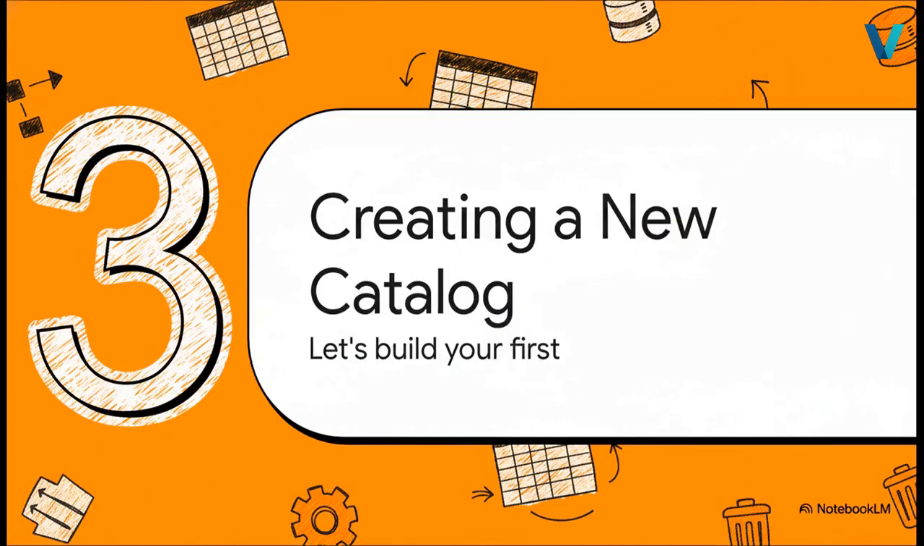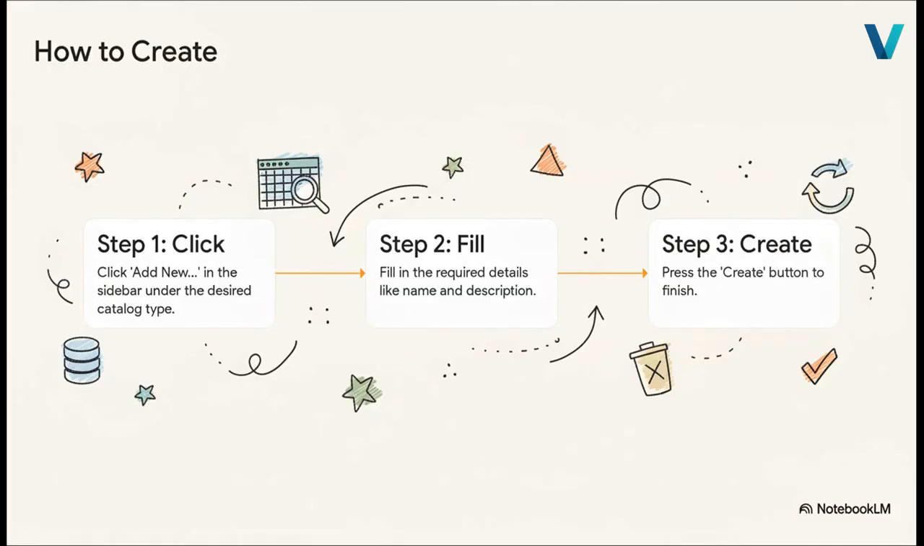All right, so you get the what and the why. Now let's get our hands dirty with the how. It's time to build your very first catalog from scratch. And trust me, creating a new catalog is as easy as 1, 2, 3. First, you're going to click Add New right there in the sidebar. Next, give it a really clear name and maybe a short description so you remember what it's for later. And finally, just hit Create. And boom, just like that, your new catalog pops up in the sidebar, all ready for you to use.